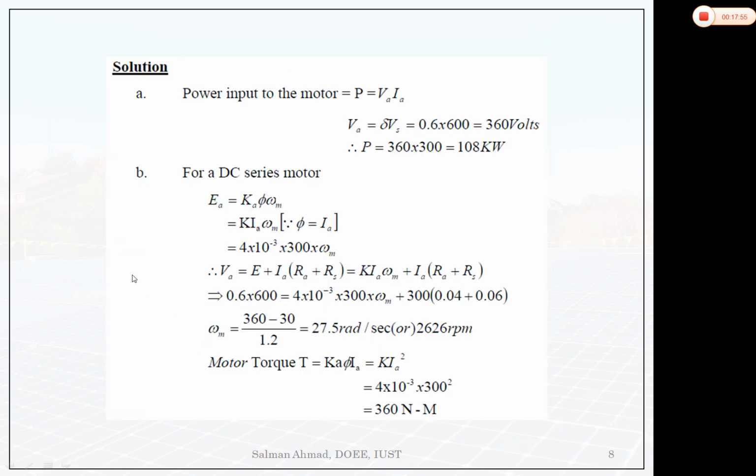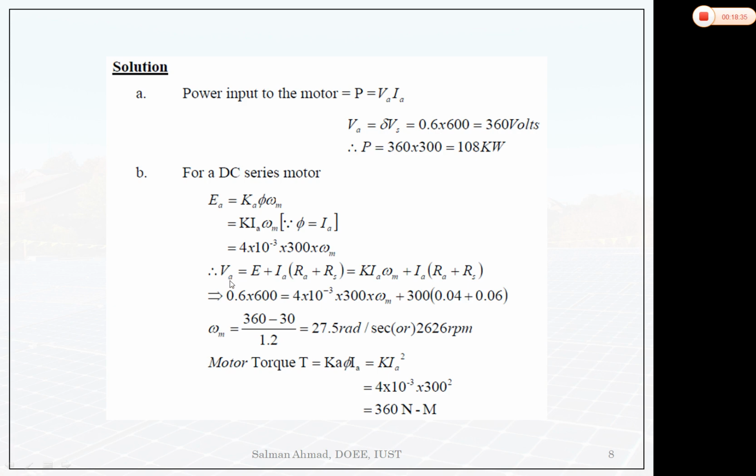Again for the DC series motor, we have to find the motor speed. Back EMF is given by constant K times flux times omega m. Flux is proportional to armature current, so that will be given as K IA omega m. Now substitute all the values. K constant is 4 into 10 power minus 3, armature current is 300 ampere, times omega m. Armature voltage is back EMF voltage plus the drop in the armature circuit and field circuit. Back EMF we can write from this, that is K IA omega m, plus the drop in armature and series circuit resistance.